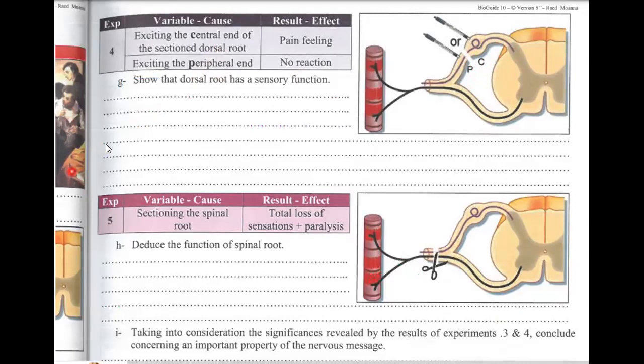How do we reach such a conclusion? Or how do we deduce that? What is the best way to justify this? By analyzing. We say that when we excited the central end, we feel the pain, meaning the message went this way. But when we excited it from here, it did not go this way. And it cannot move this way since it is sectioned. So surely the dorsal root has a sensory function.